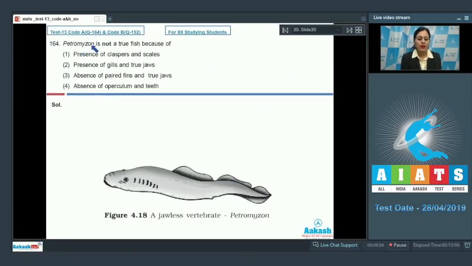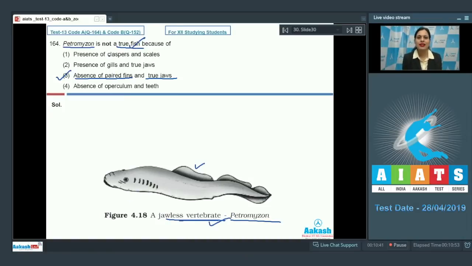Question number 164. Petromyzon is not a true fish because of. And the options are presence of claspers and scales, presence of gills and true jaws, absence of paired fins and true jaws, absence of operculum and teeth. And the correct answer to this question is option number 3. Petromyzon is not a true fish because of the absence of paired fins and true jaws. Because presence of true jaws and paired fins are the characters of true fishes. Whereas Petromyzon, as you can see here, which is a jawless vertebrate, lacks paired fins and true jaws.